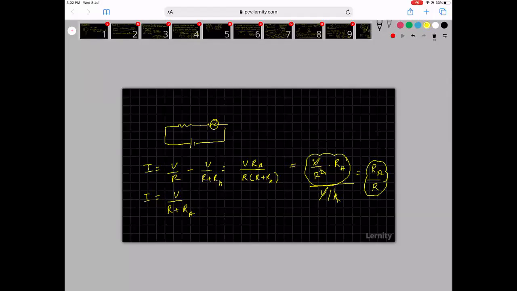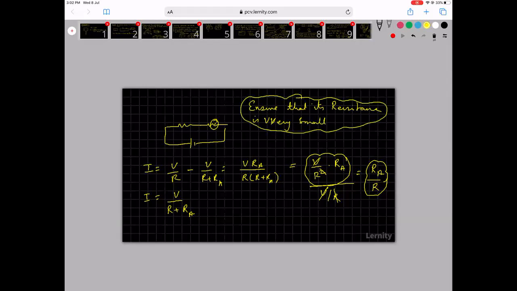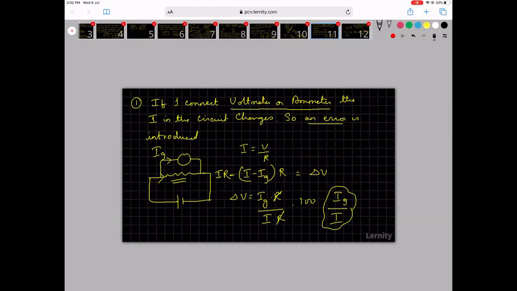So when you connect an ammeter in a circuit, ensure that its resistance is very small when compared to external resistance. Then when you connect a voltmeter, ensure that it draws very little current when compared to the external current.